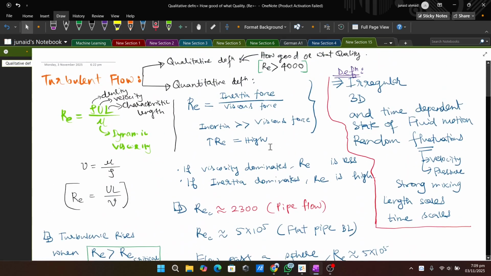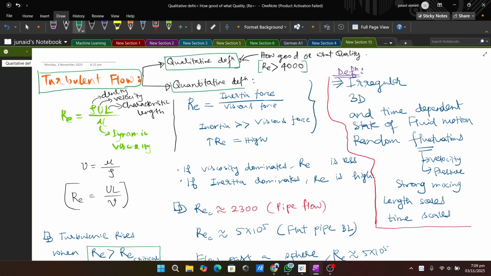So for today's class, that's it. We have mentioned a lot of things about turbulent flow. At first we talked about the qualitative definition, then we talked about the quantitative definition. Qualitative means how good or what quality, right? We saw that if the value of Re is greater than 4,000, this is basically turbulent flow, or this is creating turbulence. And we also know that we have other flows like laminar flow, right? Laminar flow. Then we had transitional flow, and then we had turbulent flow, right?